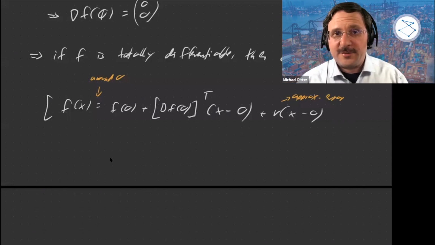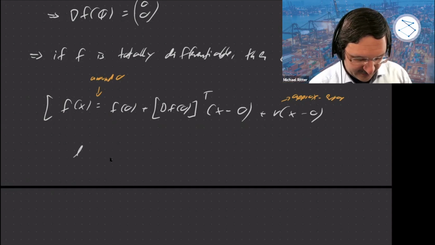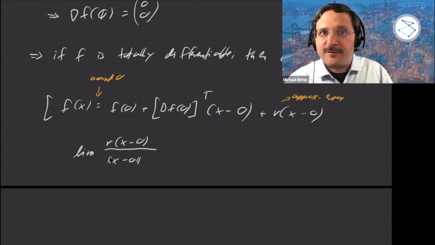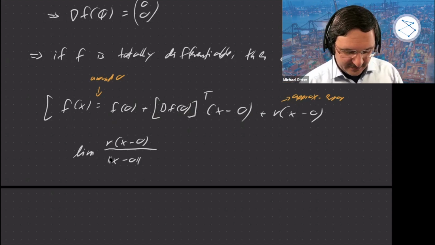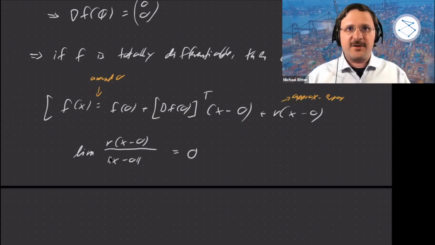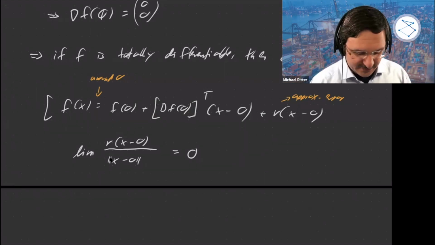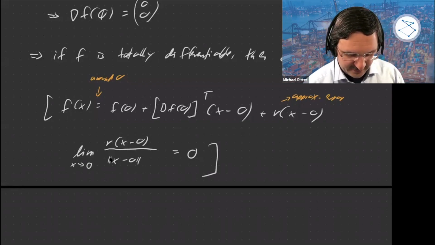And we want the approximation to be good, close to our point 0. And that means the limit of that approximation error, compared to the distance of x from our point 0, from the point where we approximated the function, needs to go to 0. So the error becomes small faster than we approach the point where we computed the approximation. That is the limit as x goes to 0 in this case.